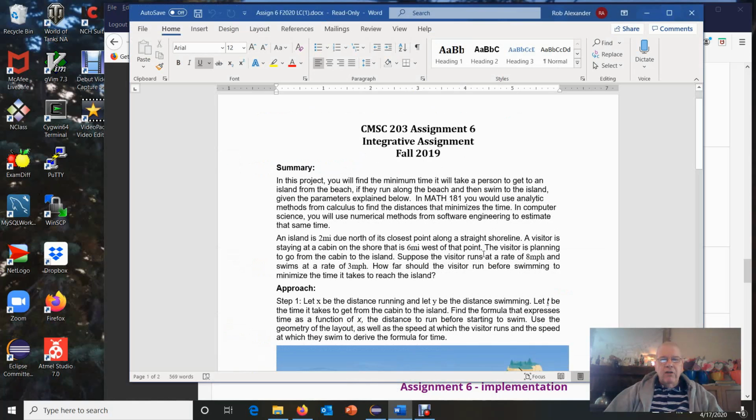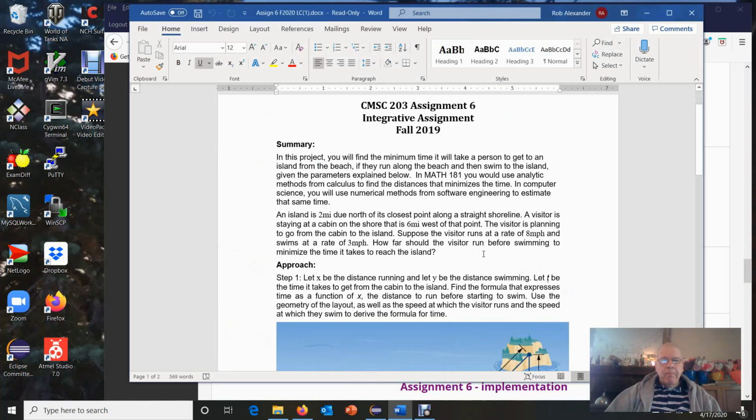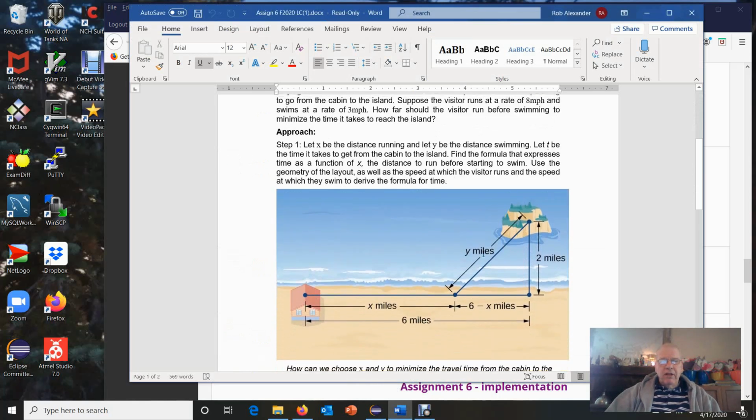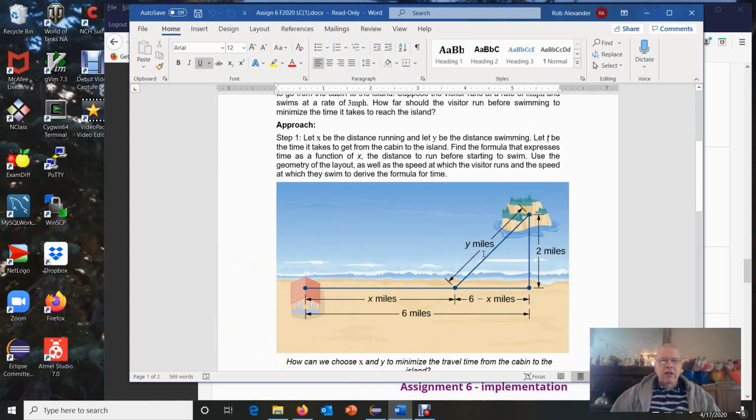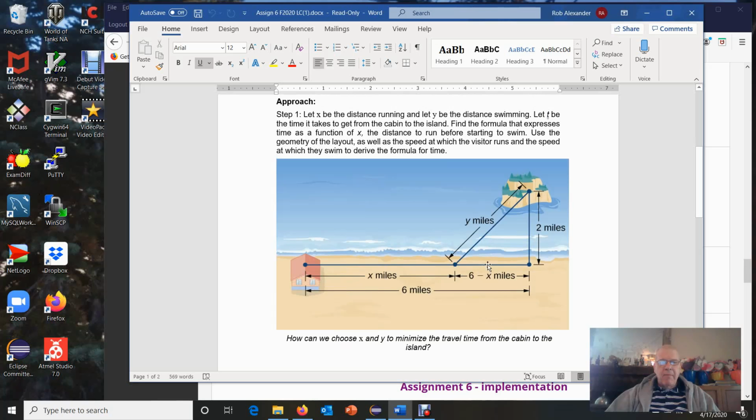So, assignment 6. Here's a picture down here, and your assignment is to figure out the minimum time it would take for a person, now not a dog, but a person, to start at the beach house and run 6 miles or X miles and then swim to the island.